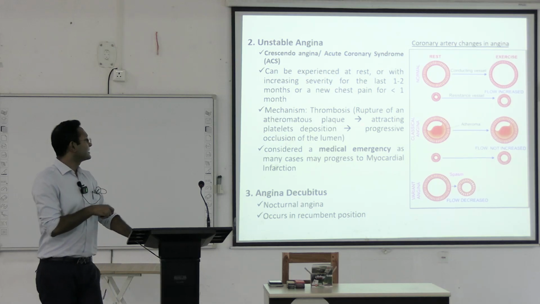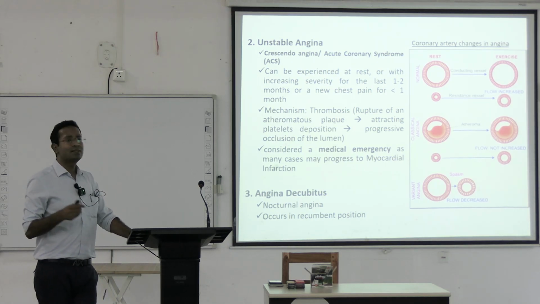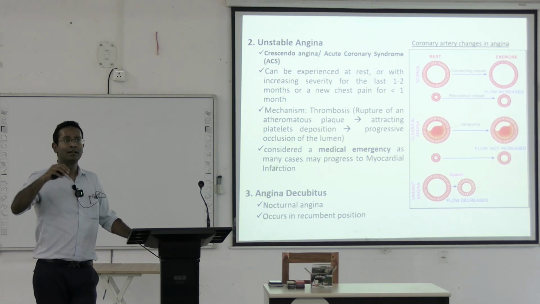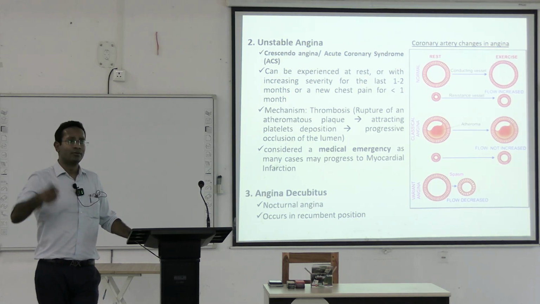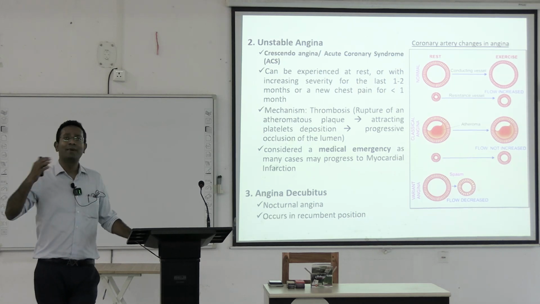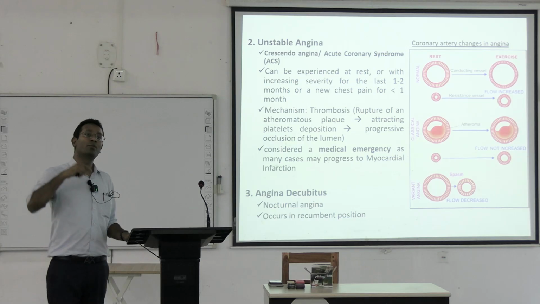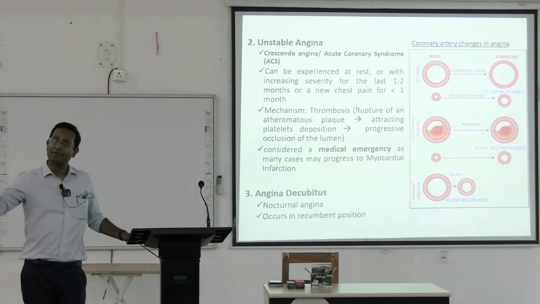Unstable angina, whereas, is considered a medical emergency because of the deposition of platelets at the atheromatous plaque, the vessels keep getting narrower. So it might lead to even more decrease in blood flow to the necrosed tissue, and also the emboli can get lodged at a different site.